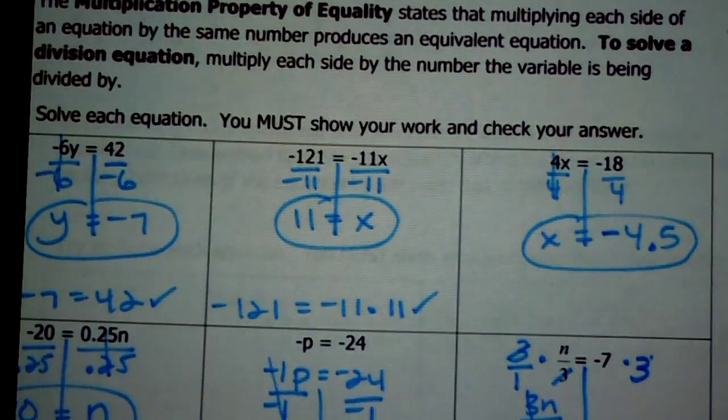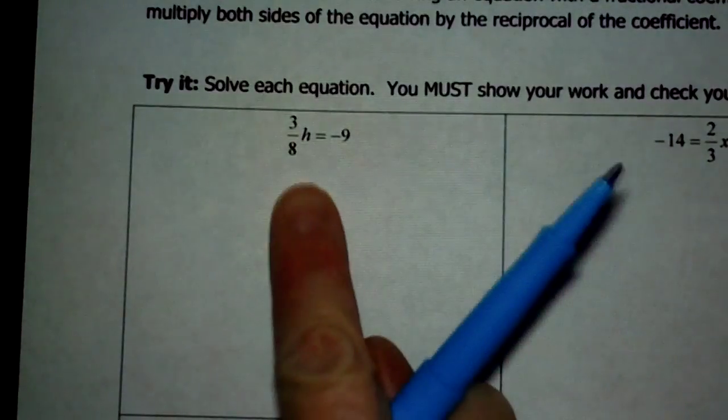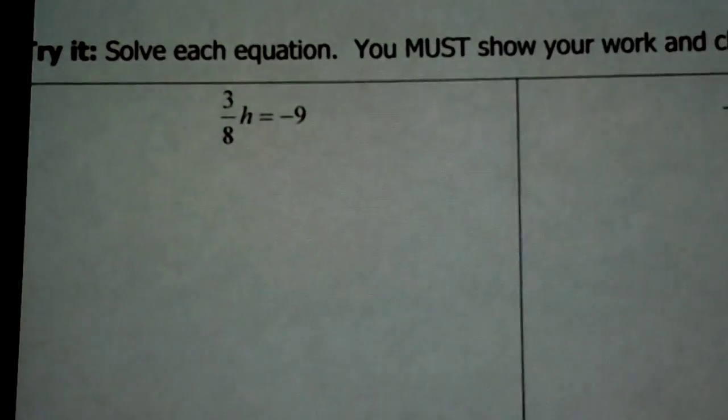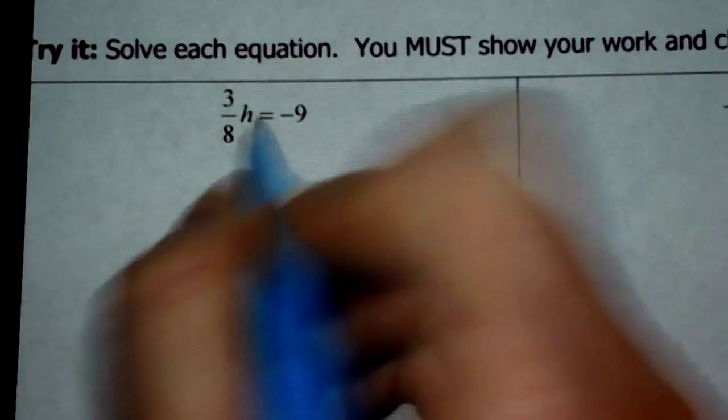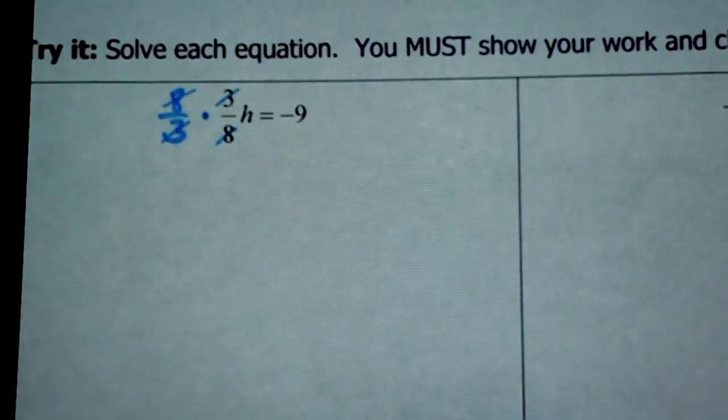So when you're solving this multiplication equation, you're really trying to get one of the variable, right? And when you multiply reciprocals, what do you get again? You get 1. So in looking at this, I have 3/8 h equals -9. If I want to get h by itself, and it's a multiplication equation, that means I need to get 1h, right? So if you take 3/8 and you multiply it by 8/3, won't those 8's cancel and those 3's cancel and you get h alone?